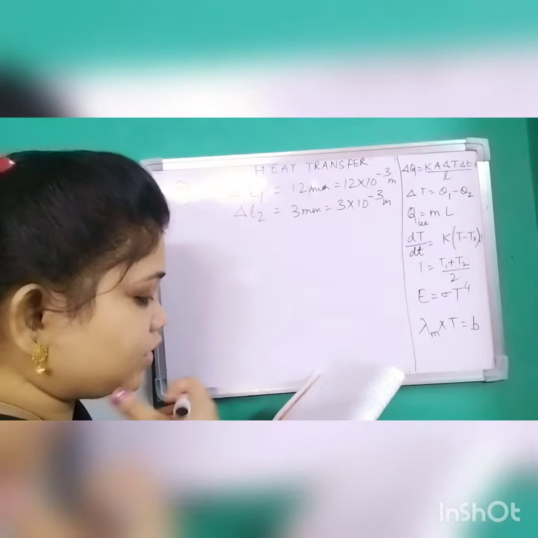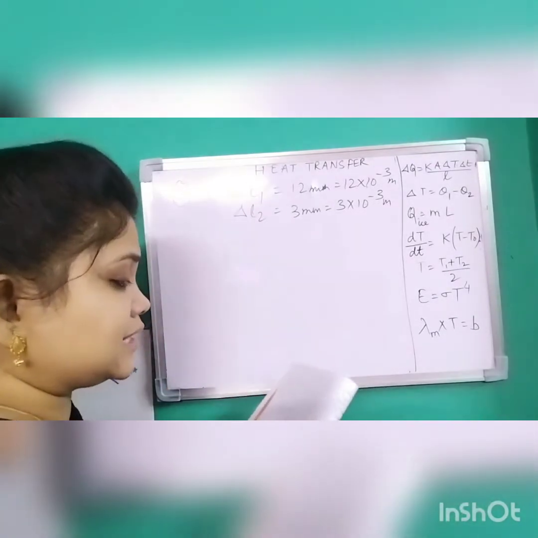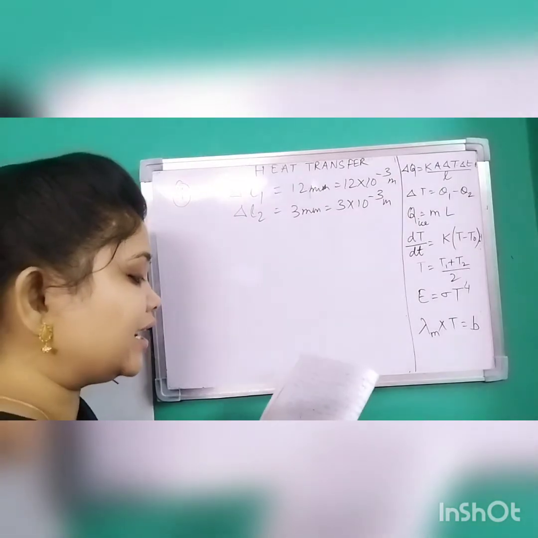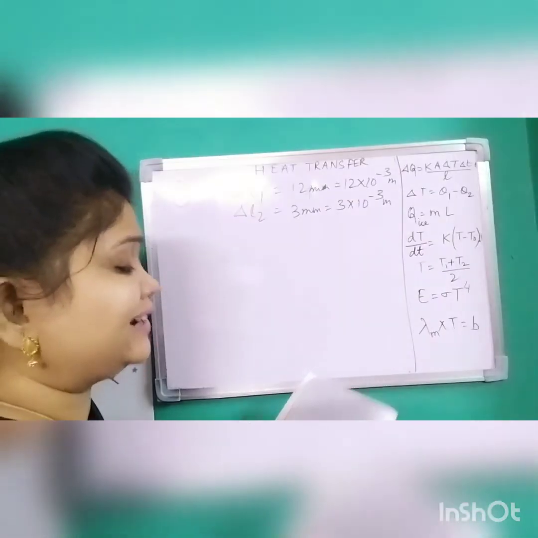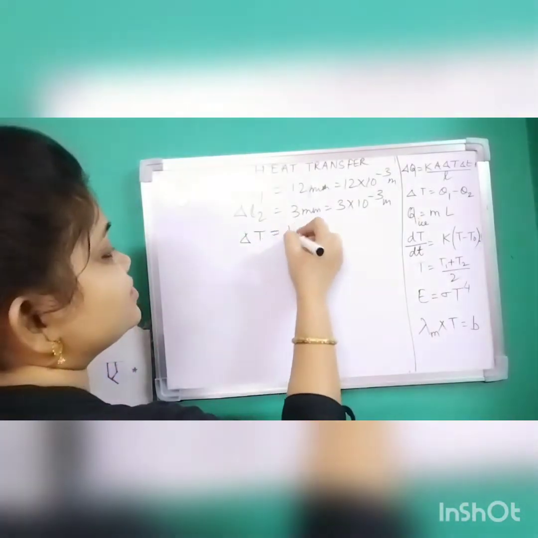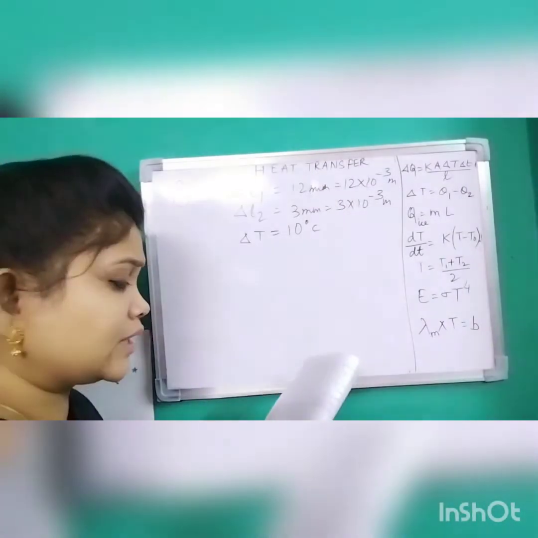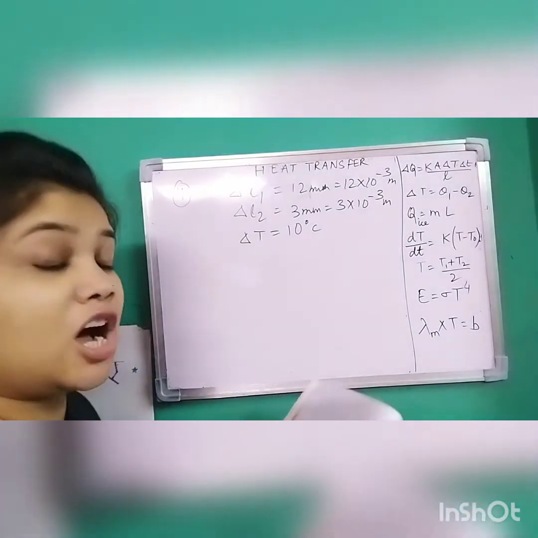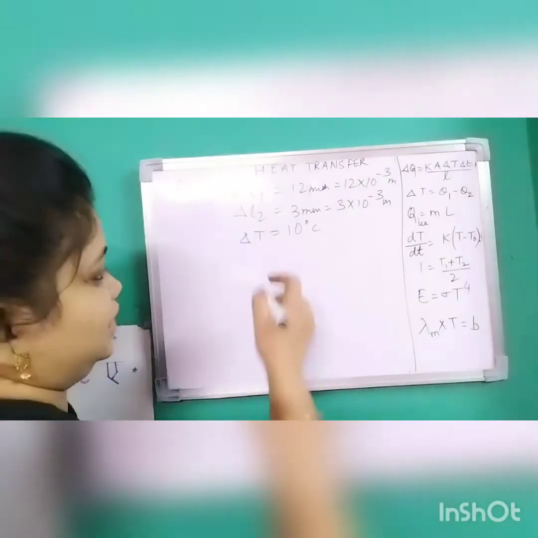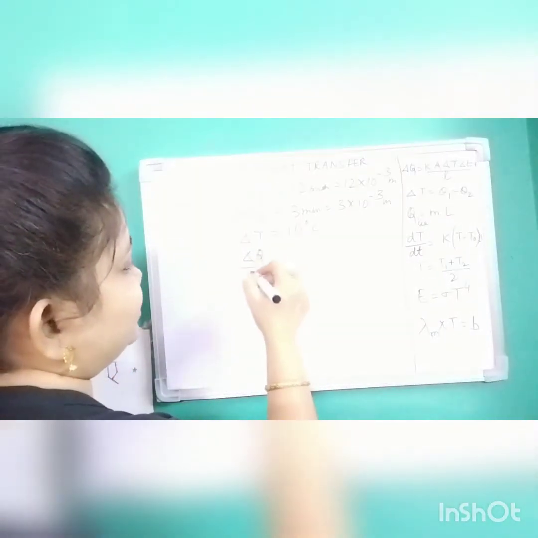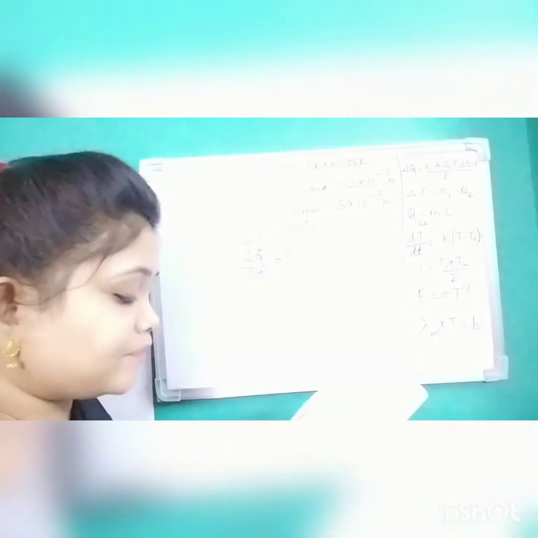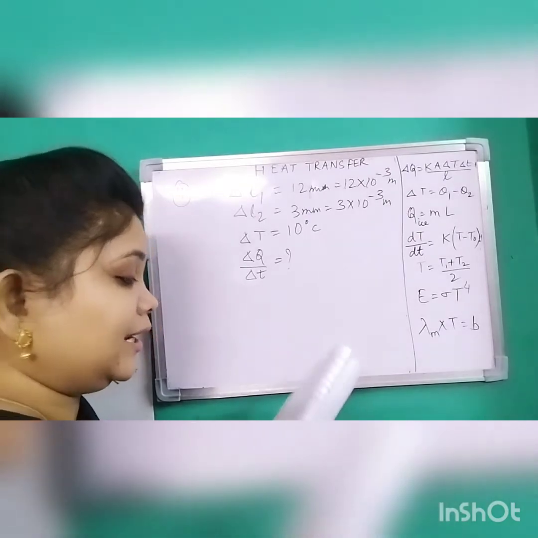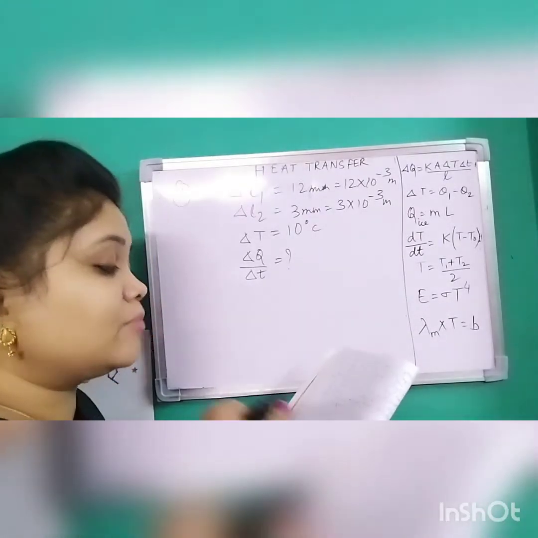Now, what we have to do, what else is given? The temperature inside the room is higher than the outside by 10 degrees centigrade. That means delta T is 10 degree centigrade. Then, how much heat per hour? How much heat per hour? That means delta Q by delta T they are asking, per hour, will be prevented from going out.